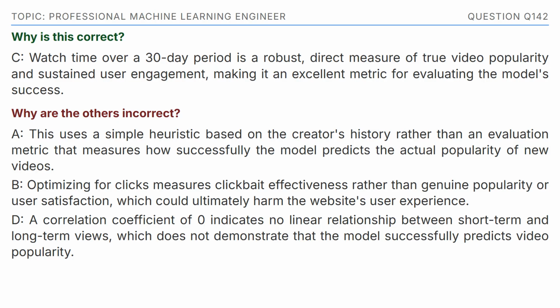Why are the others incorrect? A. This uses a simple heuristic based on the creator's history rather than an evaluation metric that measures how successfully the model predicts the actual popularity of new videos. B. Optimizing for clicks measures clickbait effectiveness rather than genuine popularity or user satisfaction, which could ultimately harm the website's user experience. D. A correlation coefficient of 0 indicates no linear relationship between short-term and long-term views, which does not demonstrate that the model successfully predicts video popularity.